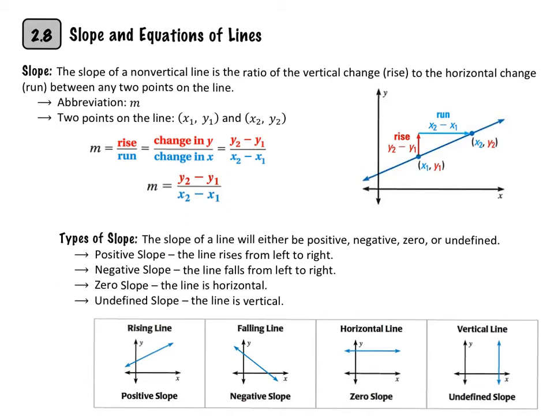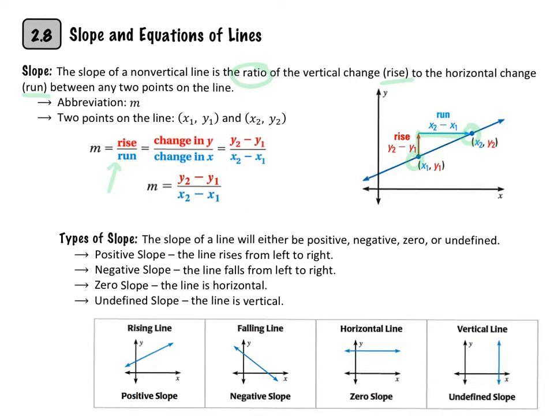In section 2.8, we're going to be talking about slope and equations of lines. So the slope of a line is going to be the ratio of the vertical change, which we call the rise, to the horizontal change, the run, between any 2 points on the line. So that means I'm going to take a point here and a point there, x1, y1, and x2, y2. And ratio means fraction, okay? So I'm going to divide them, and I'm going to take rise divided by run.